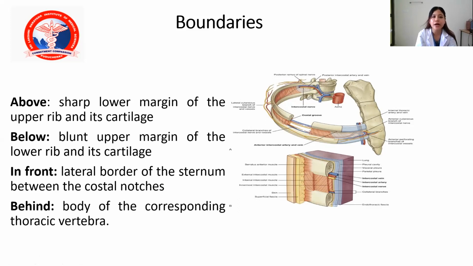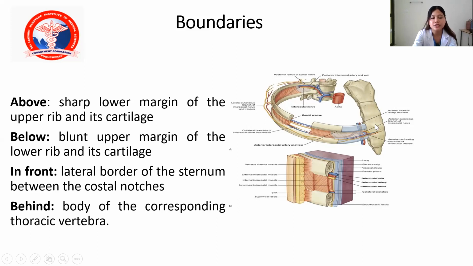Now this intercartilaginous boundary is present only in front, in the anterior part, whereas the part apart from this intercartilaginous part will be called the interosseous part. Now what is the boundary in front? In front, it is the lateral border of the sternum between the costal notches.